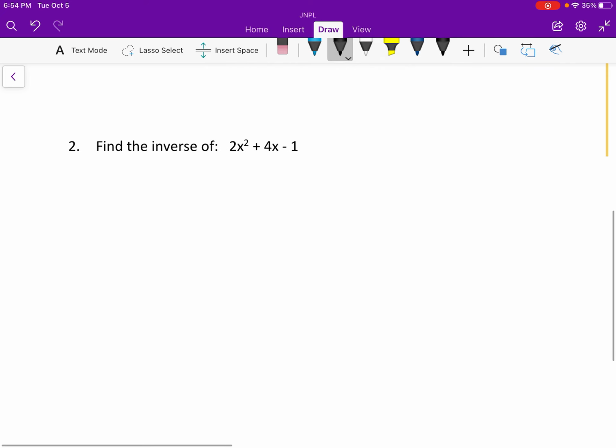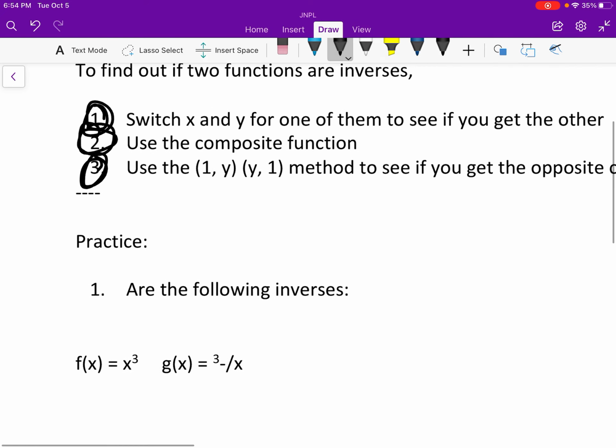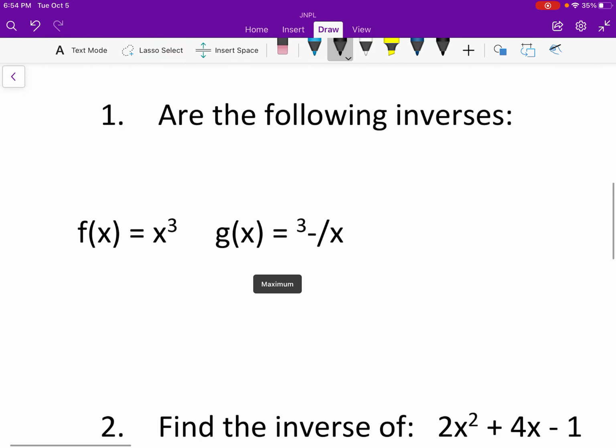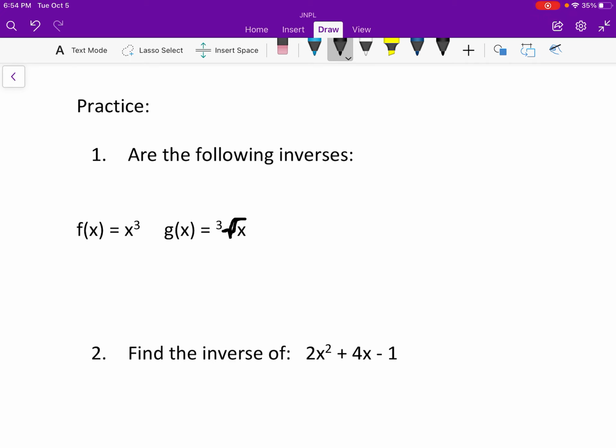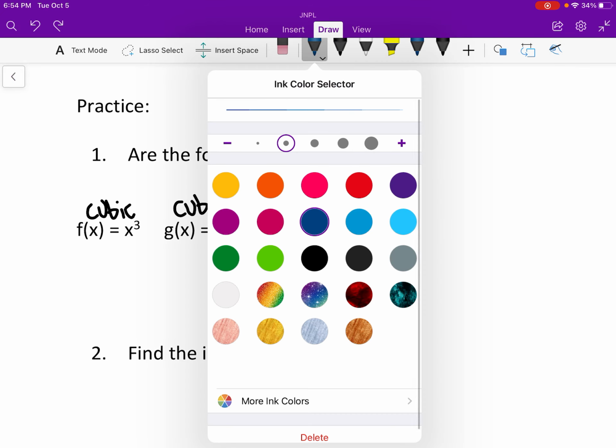So there's only 2 problems, and the first one we're going to use these 3 things. The second one we'll do something different. So are the following inverses? I already can tell you that they are, but let's just make sure. This is a cubic function, and it happens to be the parent function, and this is the cube root. The only reason why it's something as simple as this, which, by the way, you'll probably get more complicated things, is that I wanted to be sure the answer would be inverse.